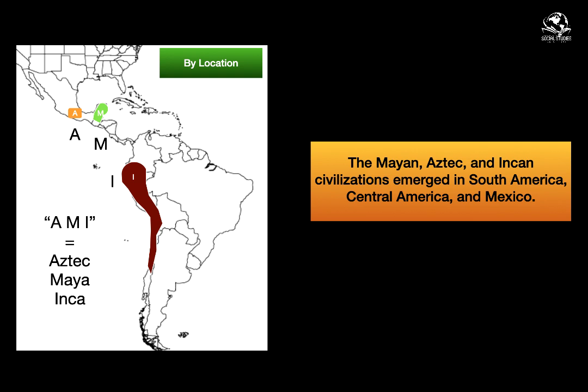In general, the Mayans are usually talked about first because of the time period, chronologically. However, for the map, just remember AMI, A-M-I. It goes from left to right to the south. So again, Aztecs, Mayans, then Inca.